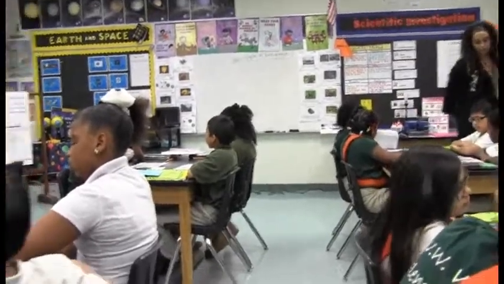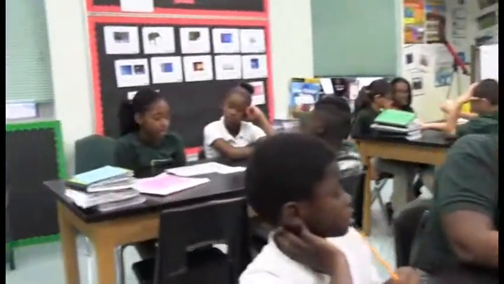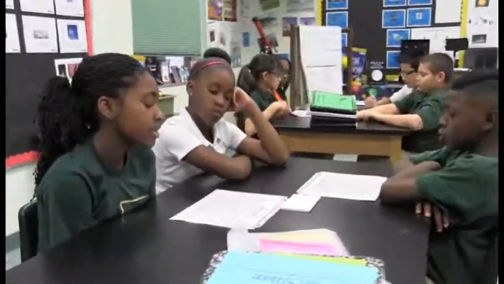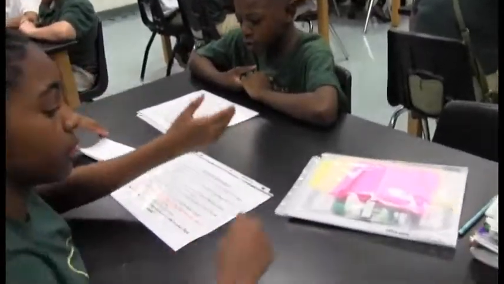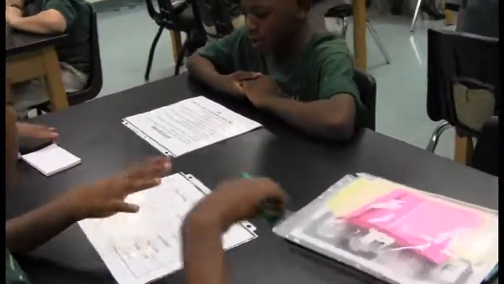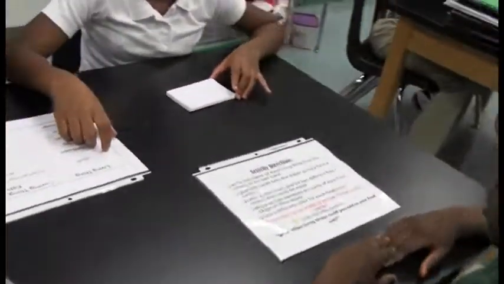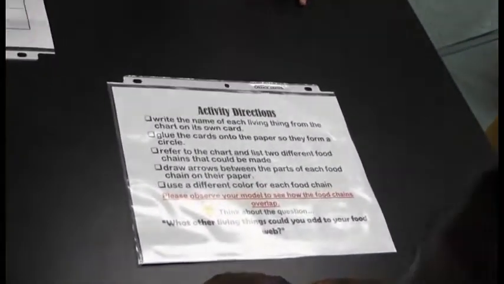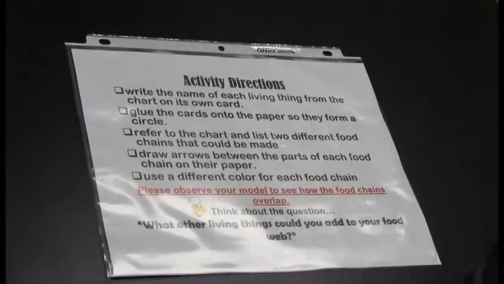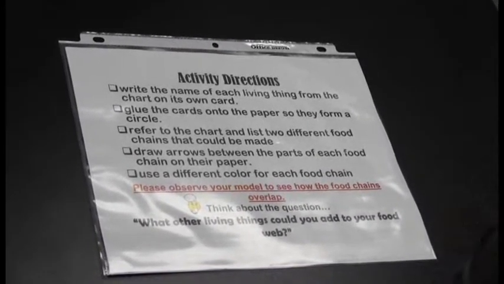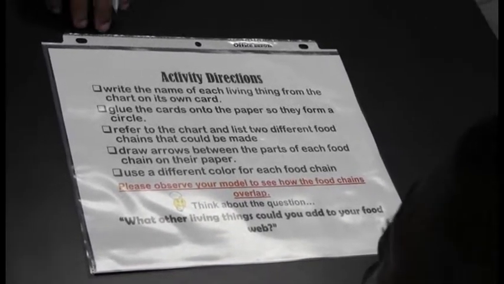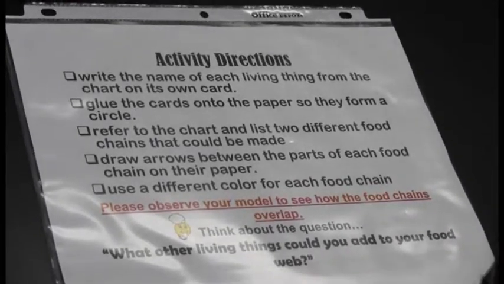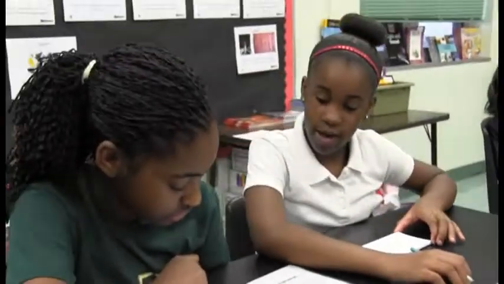Look at the first one. It says, write the name of each living thing from the chart on its own card. Use the card onto the paper so they form a circle. Refer to the chart and list 2 different food chains that can be made. Draw arrows between the parts of each food chain on their paper. Use a different color for each food chain. Please observe and monitor to see how the food chains overlap. And think about, what other living things can you add to your food chain?